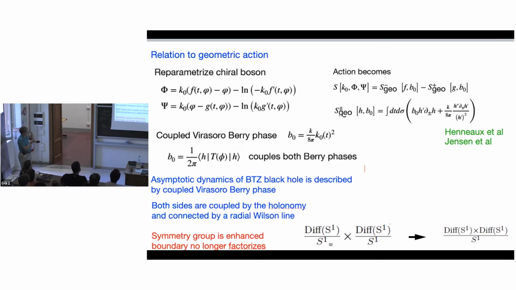So the asymptotic dynamics of this BTZ black hole is described by the coupled Virasoro Berry phases. Both sides are coupled by the holonomy, so there's actually a radial Wilson line connecting them. And so again, there's non-factorization. Essentially, from the field theory point of view, I have one geometric action for the orbit of the stress tensor on the left-hand side and one on the right-hand side. The fact that they're related via AdS/CFT means that this B0 has to be the same in both of them. That's related to the holonomy of this non-exact symplectic form.